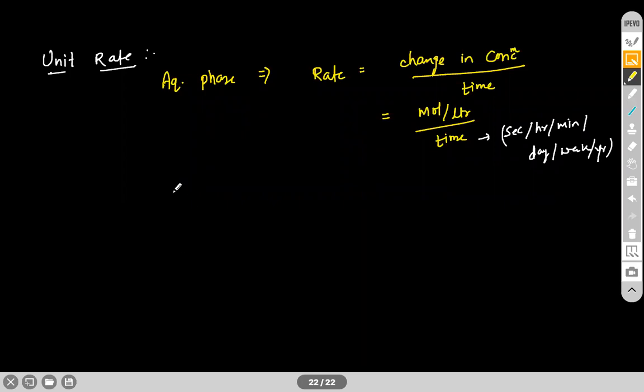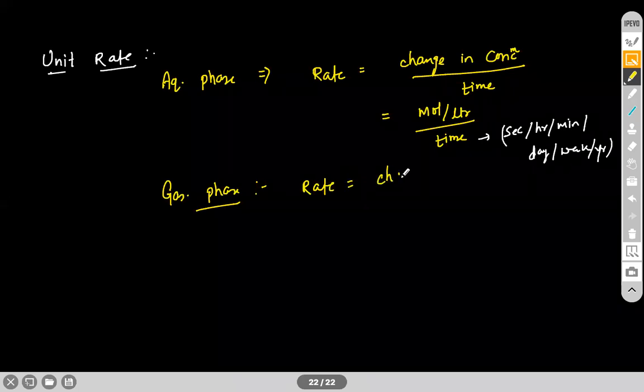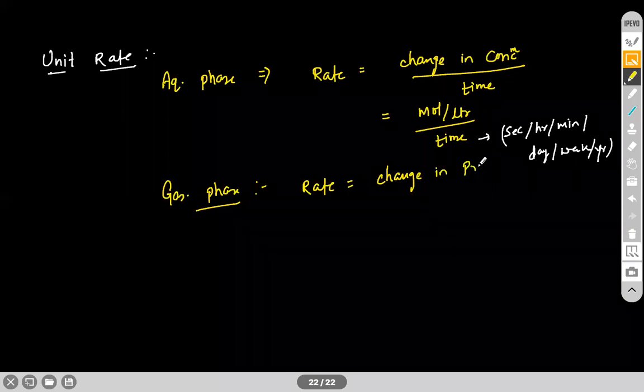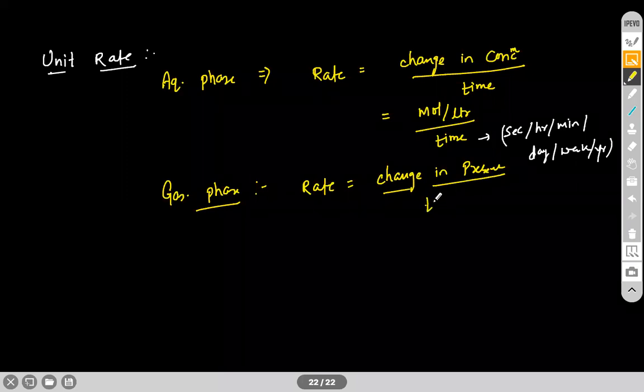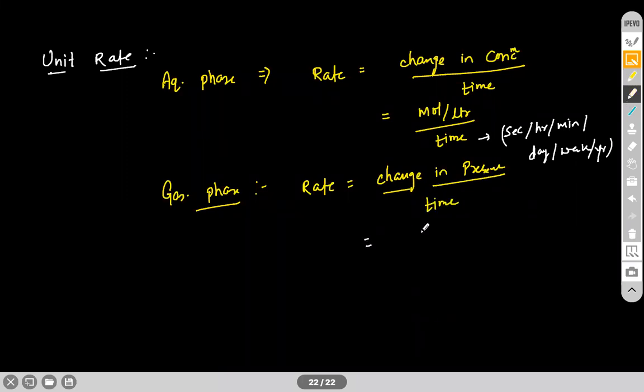In gaseous phase, we need pressure, right? So rate is equal to change in pressure divided by time. That would be equal to atmosphere divided by time. Again, the time unit can be anything.